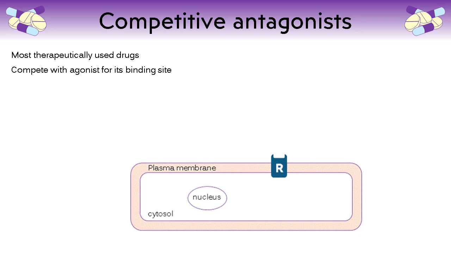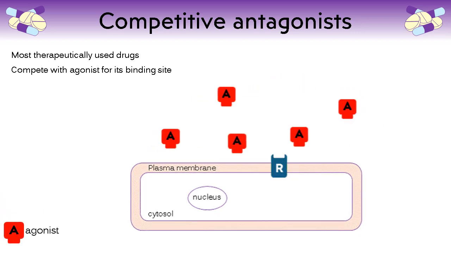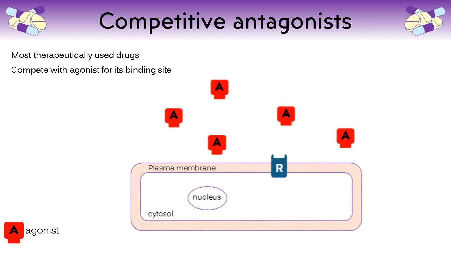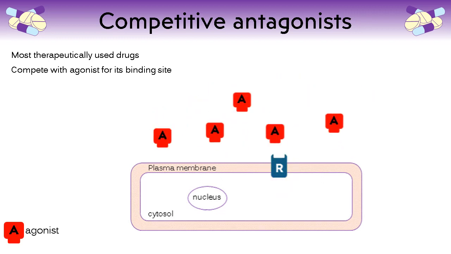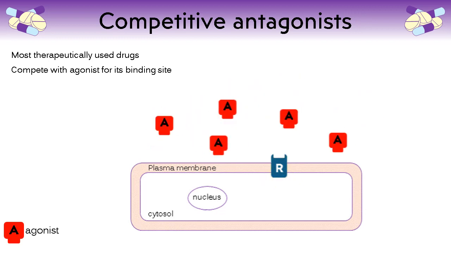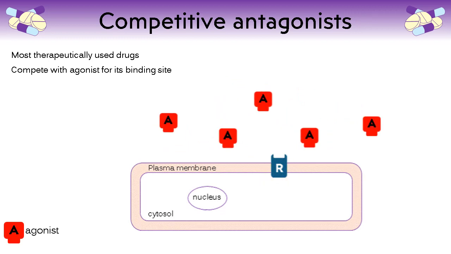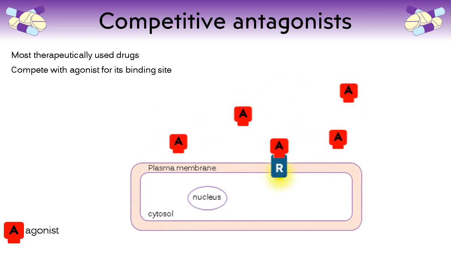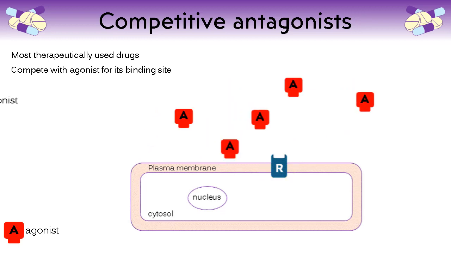If we add some agonist molecules, they bounce around randomly and every so often get close enough to the receptor to bind to it. As an agonist binds, it activates the receptor, then leaves again to be replaced by another molecule, which activates the receptor again, and so on. Now, what happens when we add a competitive antagonist?